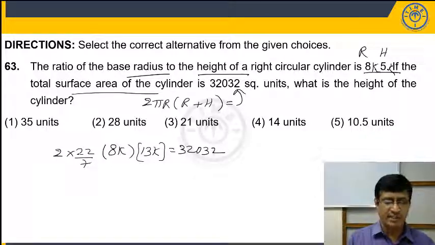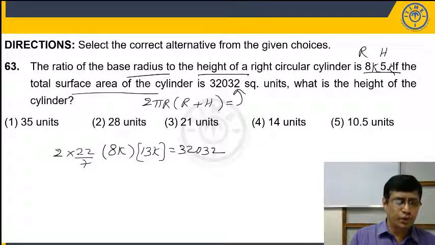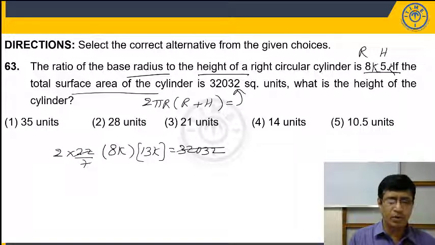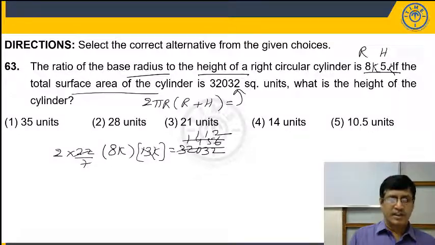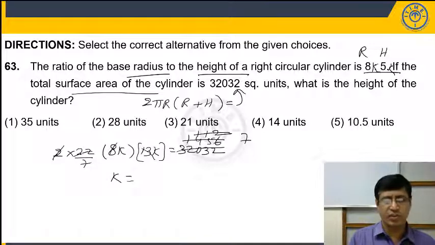What is the cancellation? 22, how many times? 1, 4, 5, 6 times. Okay, then 13, you can cancel here. 11 times of 13 is 143, and 2 times it is a 112. Then what is the remaining? 2 into 8, it is a 16. 16 goes how many times in 112? 7 times. K into K is equal to K square. K square is equal to 49. The value of K is equal to 7.